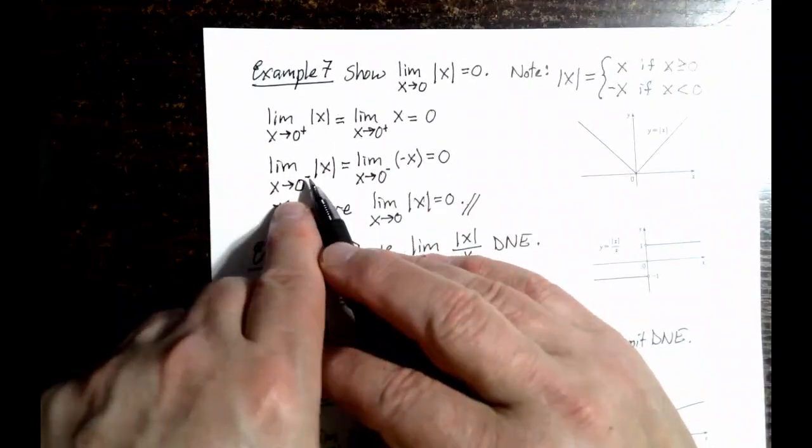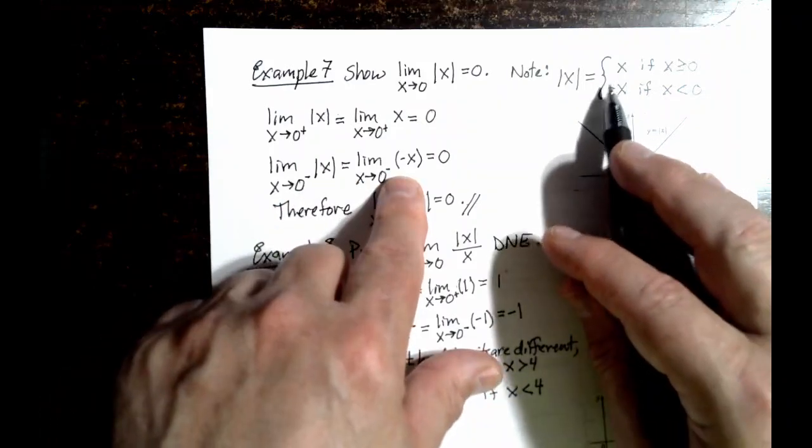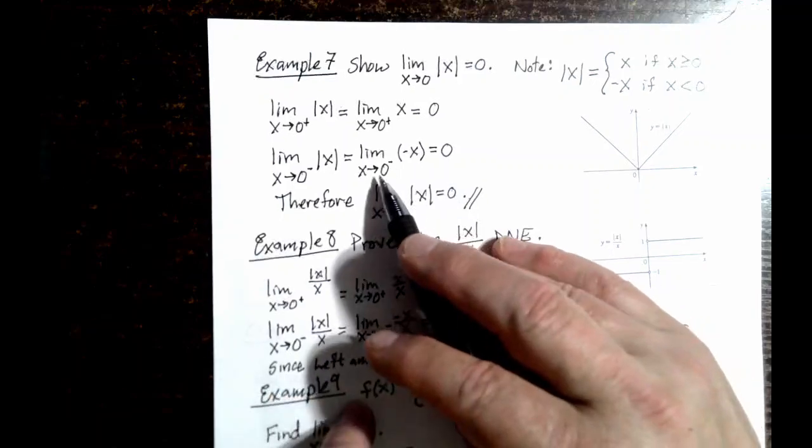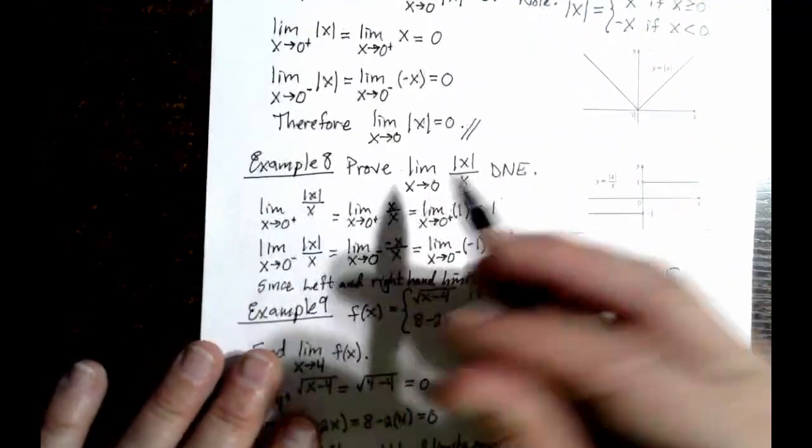Now what about if we come at it from the left? Now we're looking at this guy here, so we replace the absolute value with negative x. And when we plug that in, we also get 0. Therefore, the limit equals 0.